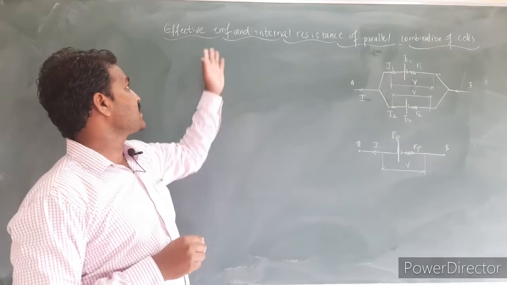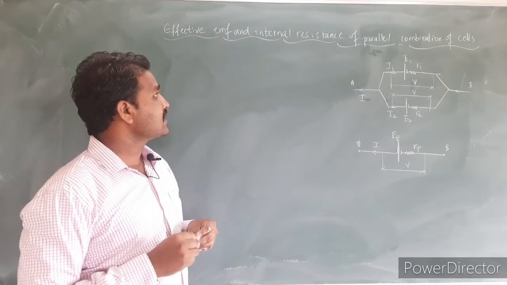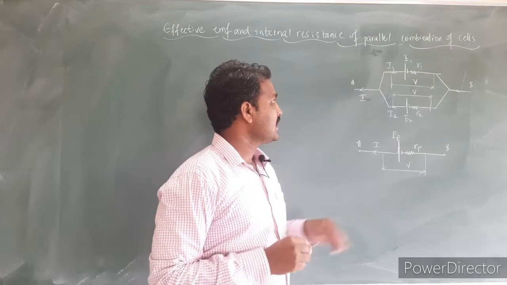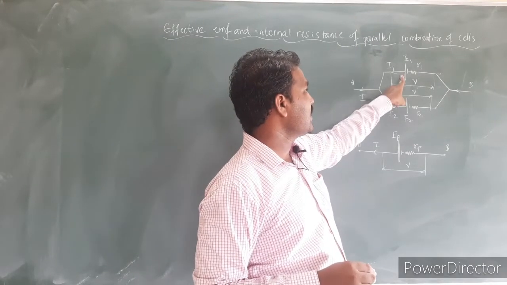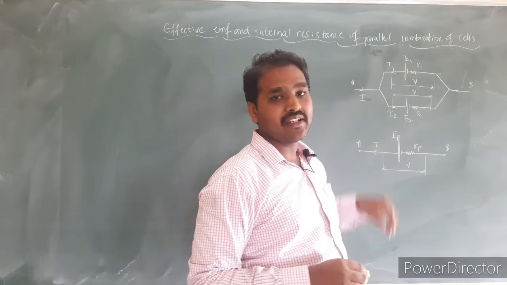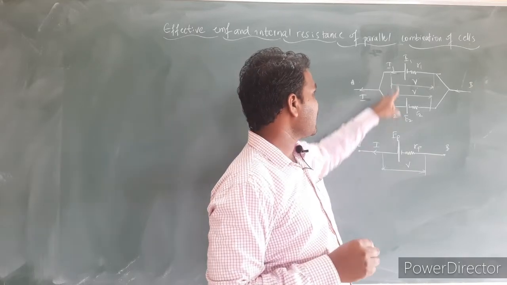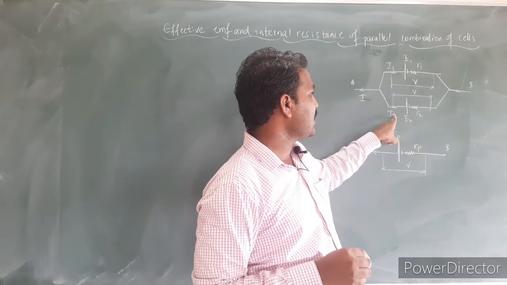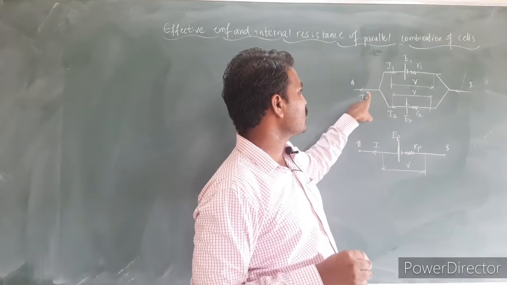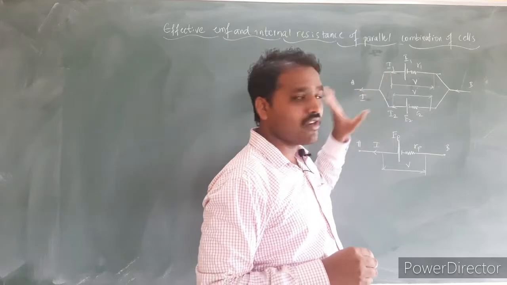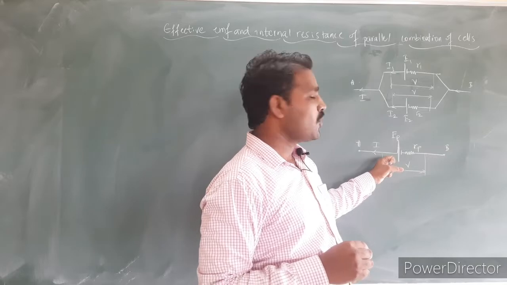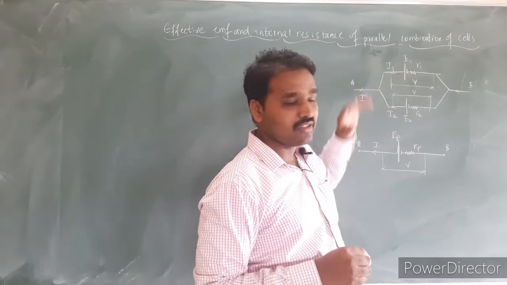Next, we shall derive the expression for effective EMF and internal resistance of a parallel combination of the cells. Let us consider two cells of EMF E1 and E2 and internal resistances R1 and R2, which are connected in a parallel combination like this. Let I1 be the current sent by the cell E1 and I2 the current sent by the cell E2, so that the total current because of both the cells is I, which is equal to I1 plus I2. The second figure indicates the equivalent circuit of a parallel combination of these two cells.